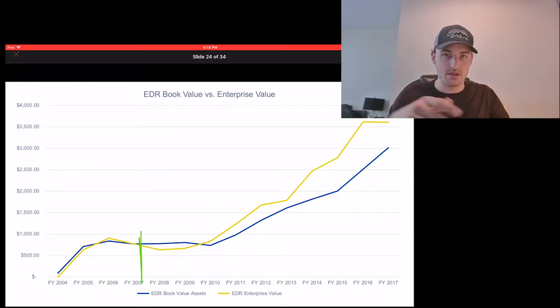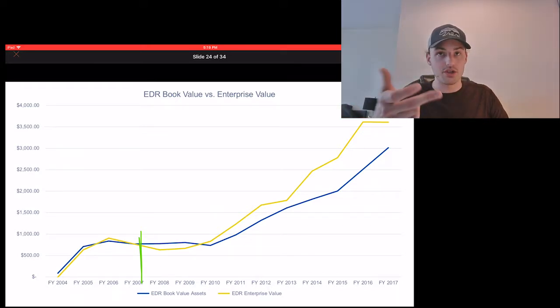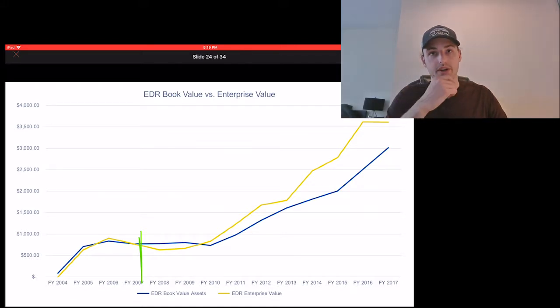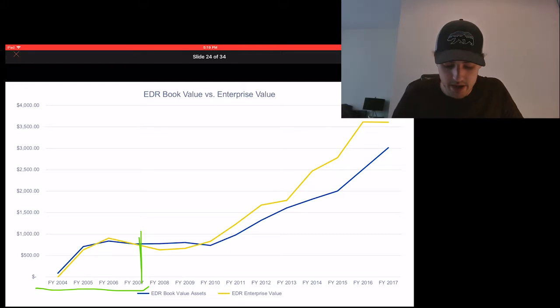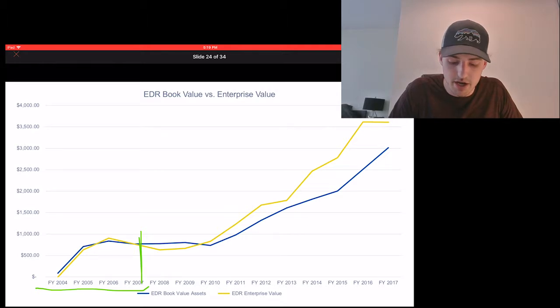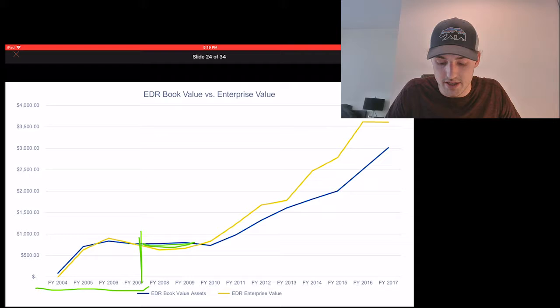Right? Because as we'll see in a second, residential housing in the 2007 to 2004 period was kind of equally exuberantly overpriced in public markets, in my opinion. But then, so here we go. Enterprise value dips below. This is like good buy range, right? Because now we're buying $1 of assets for 80 cents.